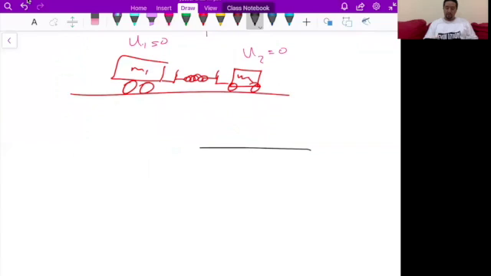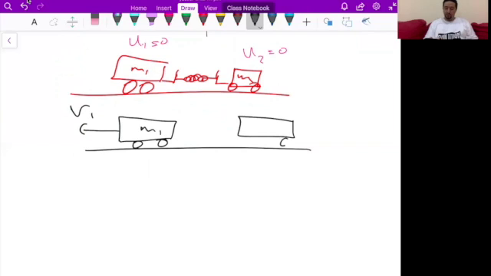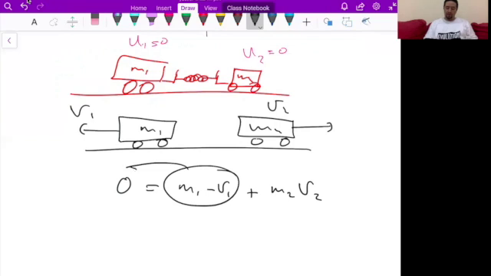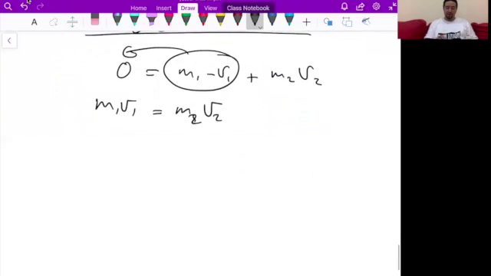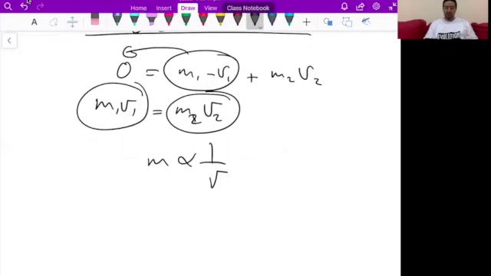After the explosion, what happens? M1 starts moving to the left with velocity V1 and M2 moves to the right with velocity V2. And at this moment, the sum of momentum is the same, because momentum before is 0 and momentum after is M1 negative V1 plus M2 V2. If we move this to the other side, it will be M1 V1 is equal to M2 V2. So the product of mass and velocity of the first object is equal to that of the second, and you will find that mass is inversely proportional to velocity. It means if mass increases to the double, velocity will decrease to half. The relation between them is inversely proportional.